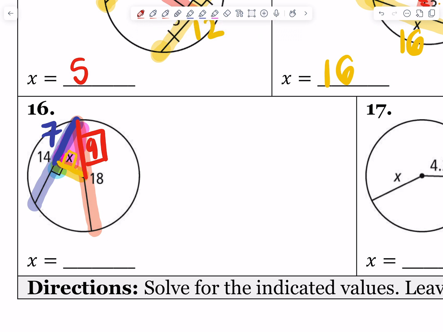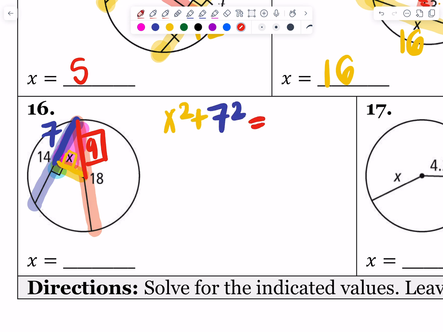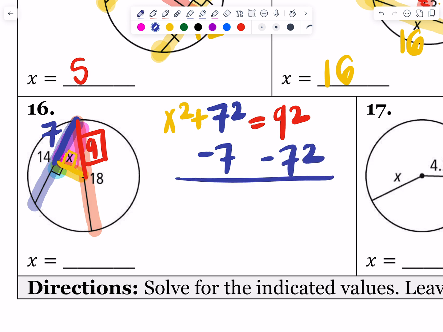And so when I plug that into the Pythagorean theorem, I'm going to do x squared plus 7 squared equals 9 squared. So what you're going to do in your calculator is 9 squared minus 7 squared. That is going to give me 32. Boom. x squared equals 32.